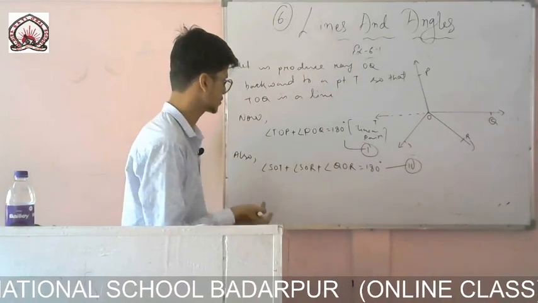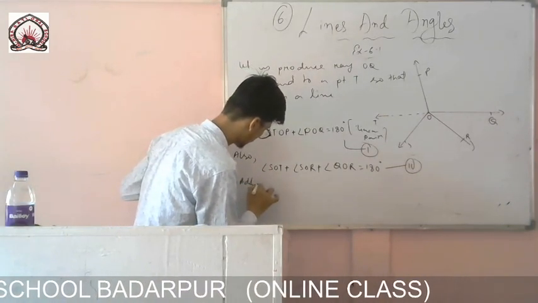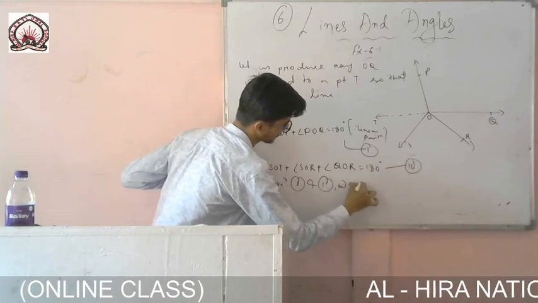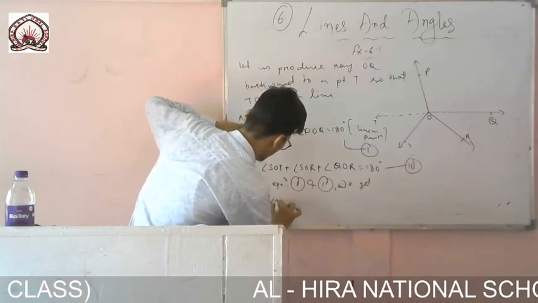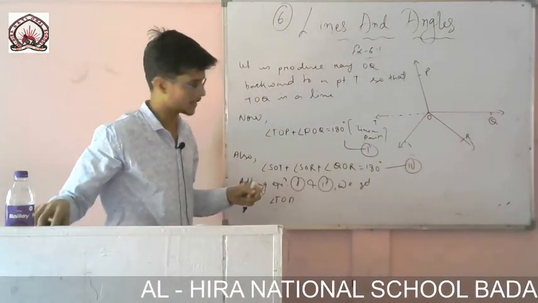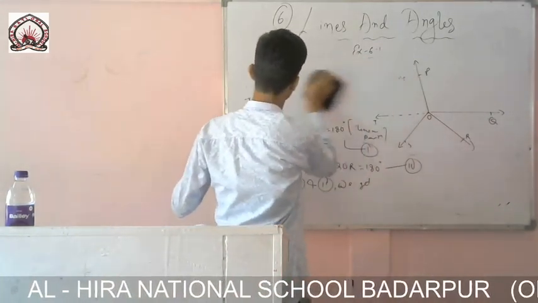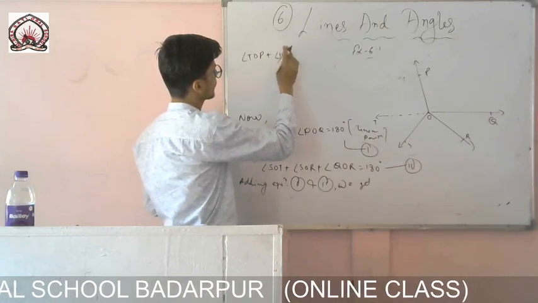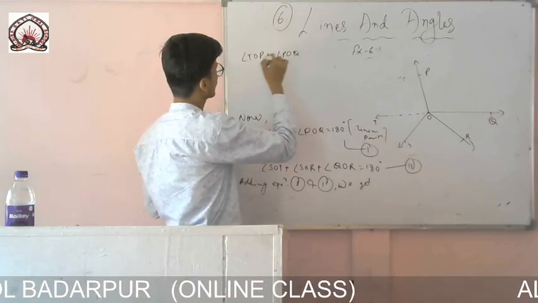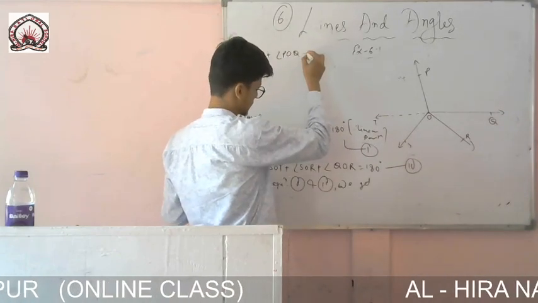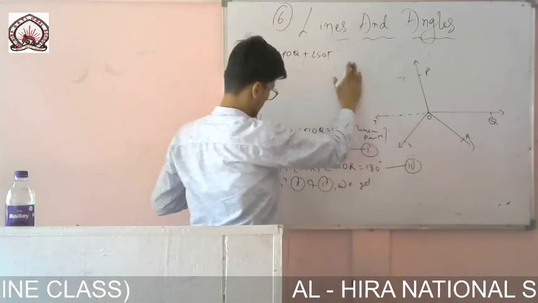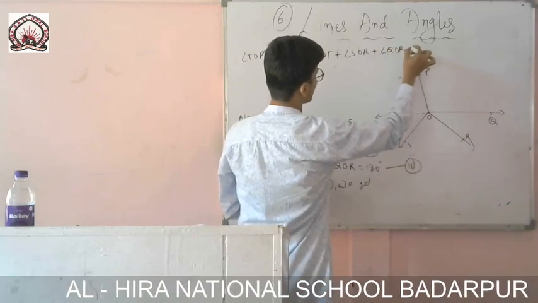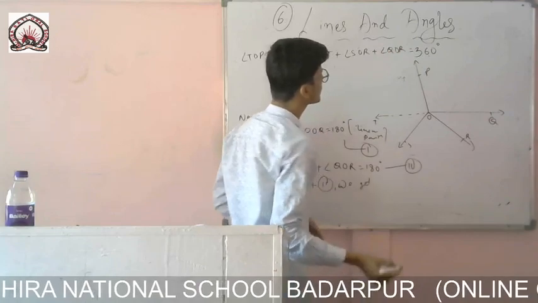Now if I add these two, I will get it. Adding equation 1 and 2, it will be angle TOP plus angle POQ plus angle SOT plus angle SOR plus angle QOR is equal to 180 plus 180, that is 360 degrees.